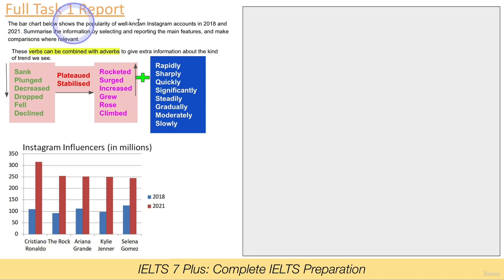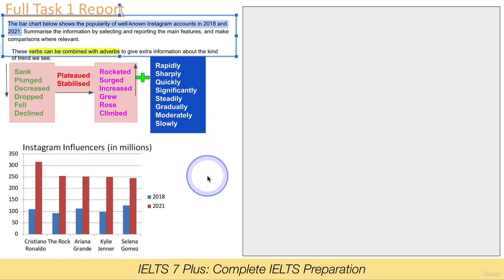Right, so we have our question. We have those nice words that we can refer to so we're not repeating ourselves. And of course, we've got the data. So what's the first thing that we need to do? We need to paraphrase this sentence here. The bar chart below shows the popularity of well-known Instagram accounts in 2018 and 2021.